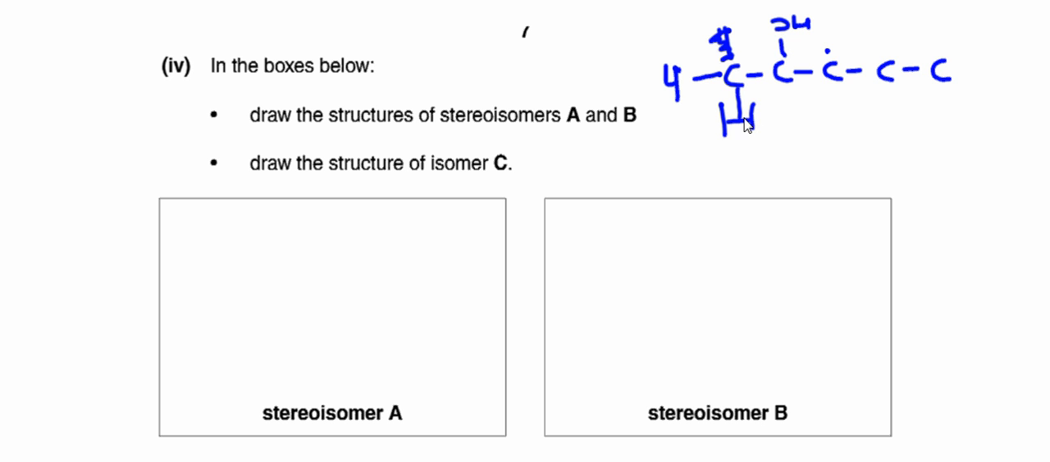No, it won't, will it? Because I've got 2 H's, and for an EZ isomer, for a stereoisomer, I need 2 different groups. So that's not going to be stereoisomer A or B. That's going to be my structure C, where the double bond comes in here. My OH here, then, I'm going to lose this H, and I'm going to get my double bond here.